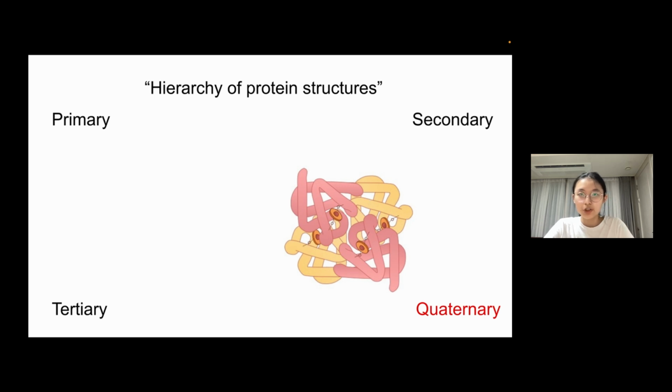In our next lecture, we'll be looking into denaturation and also more of the specific properties of all of the R groups.